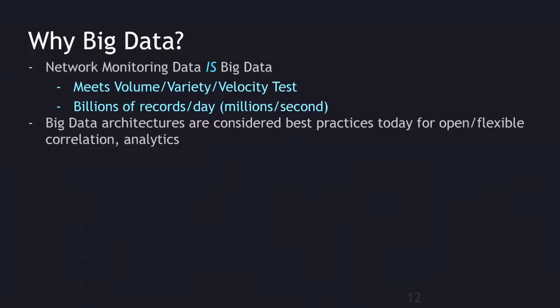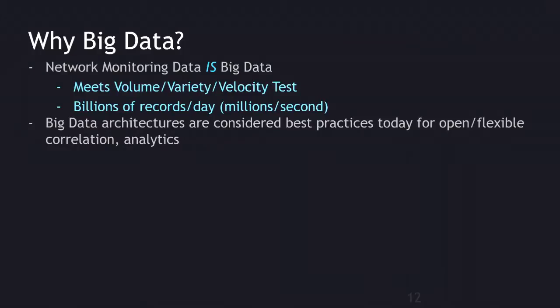We have a lot of different sources of data, and you want to bring them together, and you want to correlate them. You want to look at data relationships. You want to find relationships that may not be obvious to you. So it does meet all of these typical volume, variety, and velocity tests. And the data volumes being stored of network monitoring data can be just as big as other big data applications out there.